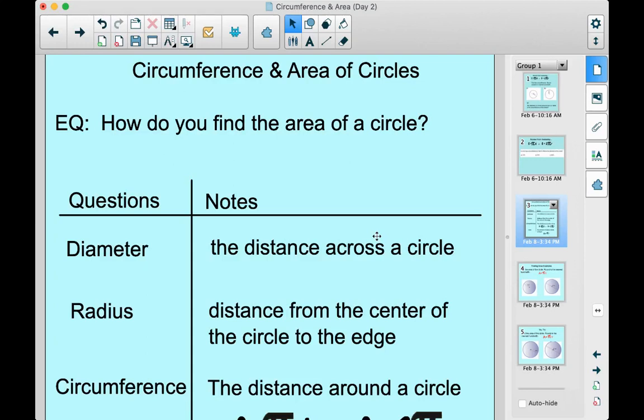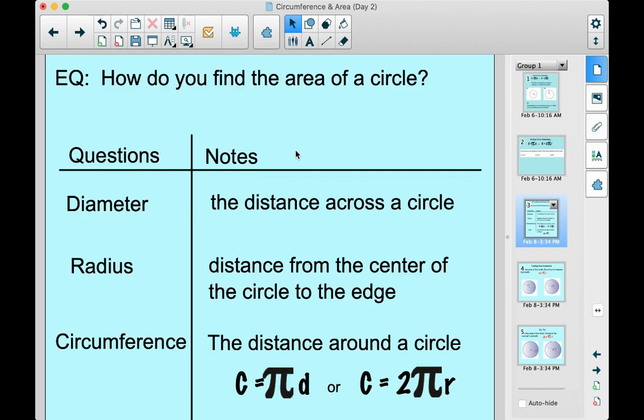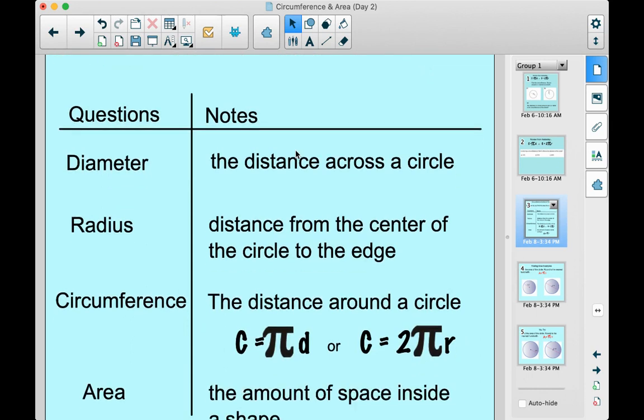We're going to talk today about area. So we talked about circumference yesterday. We're going to talk about area. So let's start with redefining, make sure we're clear on these terms, and we'll look at the formula as we get into area. So diameter, remember, is the distance across a circle.